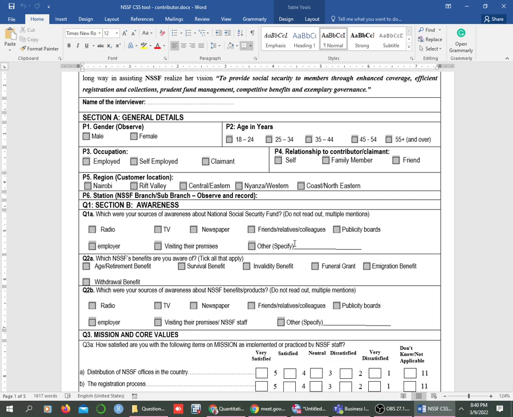Okay? Now, let's digest this. If somebody checks or ticks that part called radio, then basically you're saying radio was one of the platforms that you used to obtain information about an SSF. So how will you put that in the technical, computer part of it?